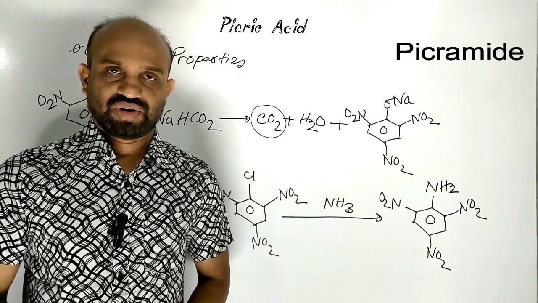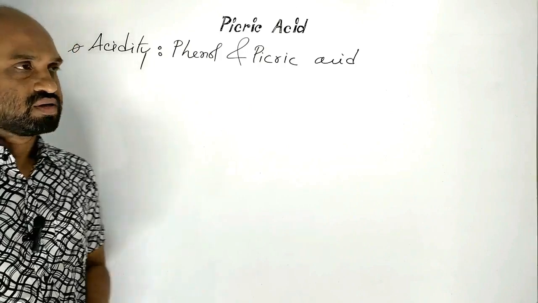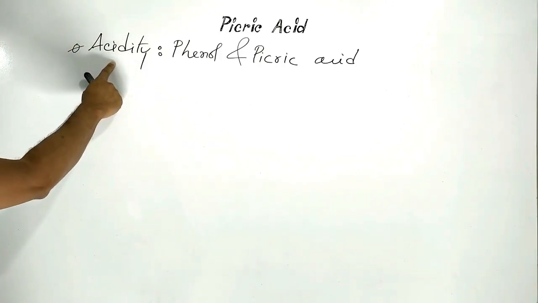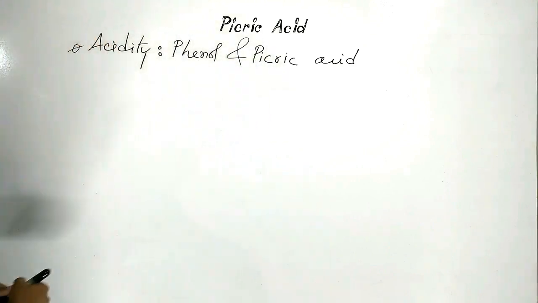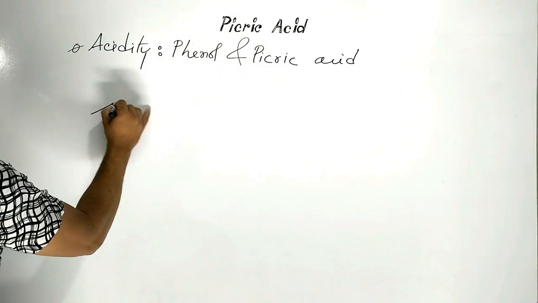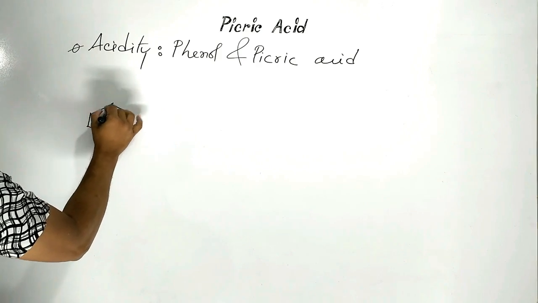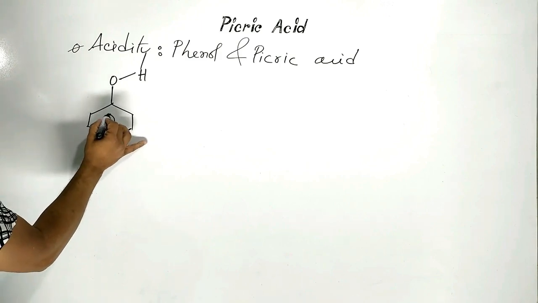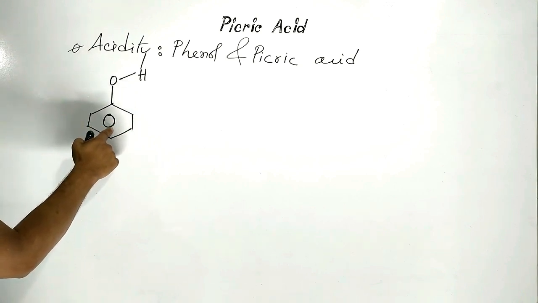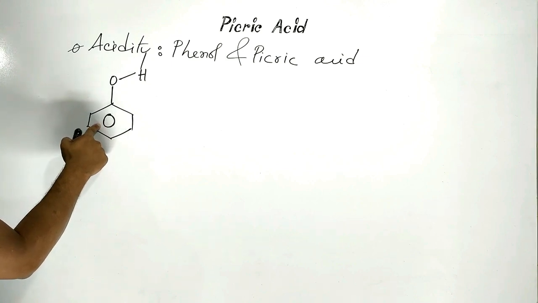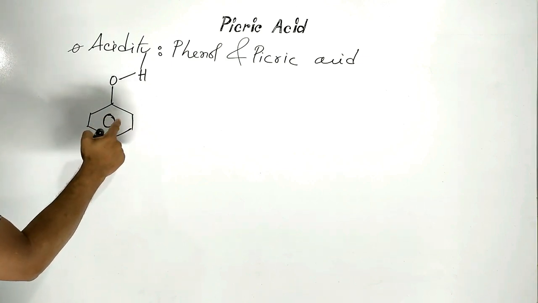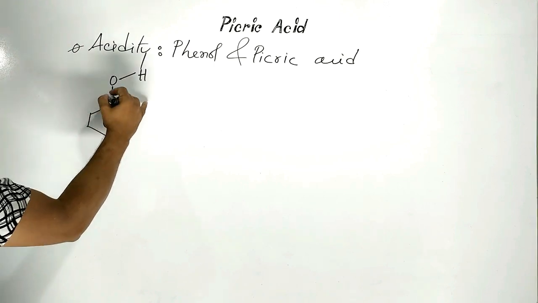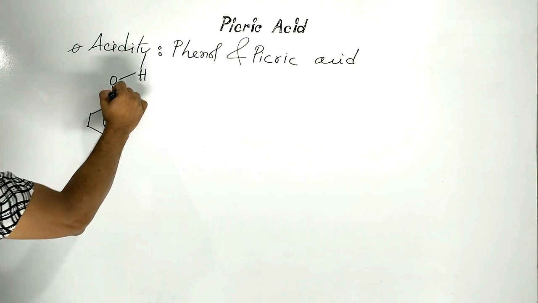Now let's move on to the next point. Now the point is acidity comparison between phenol and picric acid. Let us see the matter. Benzene. Now this is phenol. Here this ring indicates movement of pi electrons, continuous movement of pi electrons. Because of the continuous movement of pi electrons, the benzene ring, that is phenyl group, attains electron withdrawing nature.